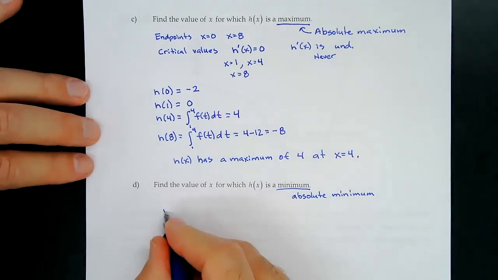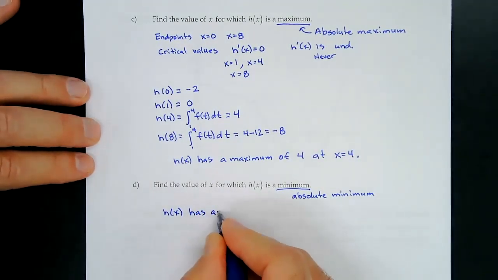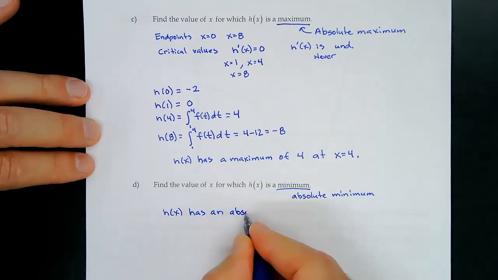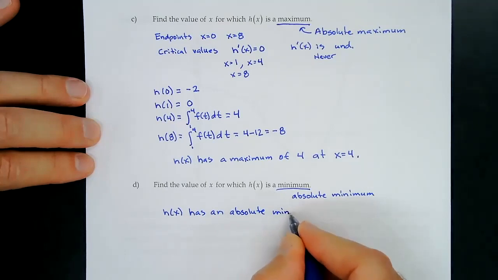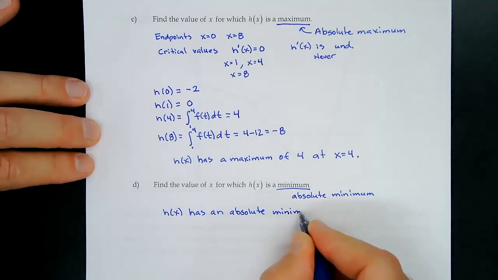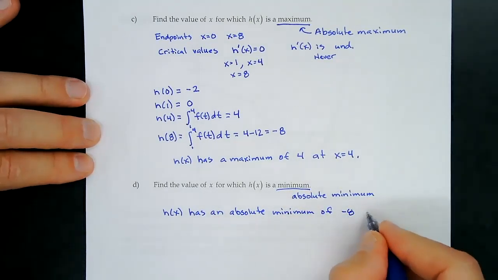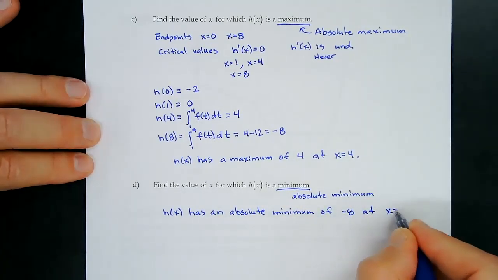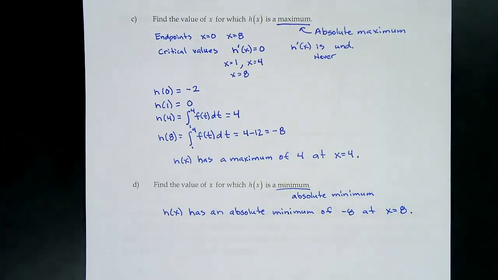So we would just say h of x has an absolute minimum, or you could just say minimum, of -8 at x equals 8. And that would be the answer to that question.